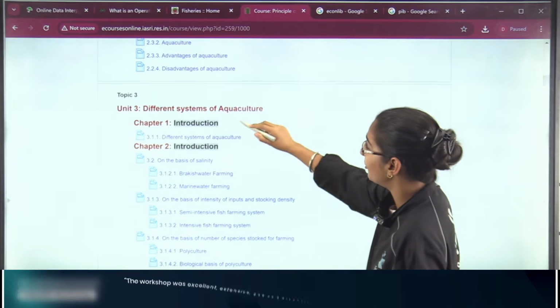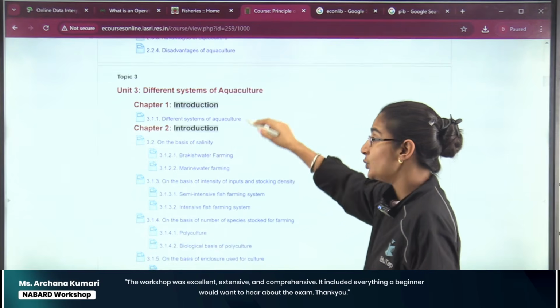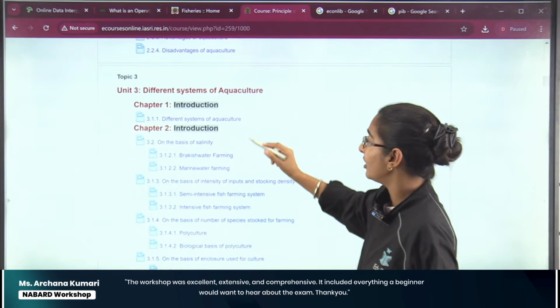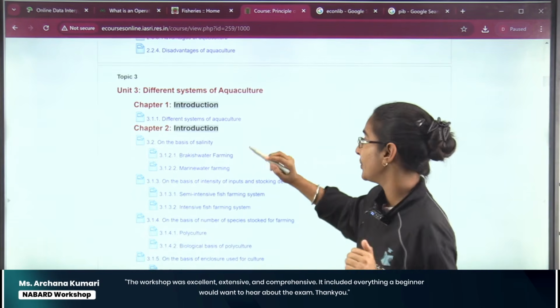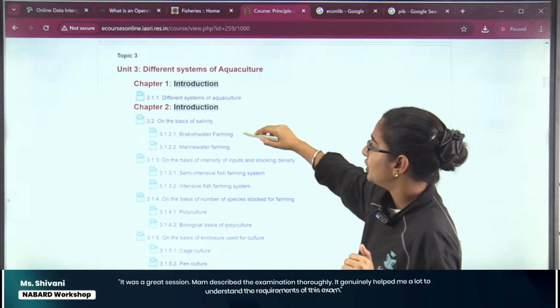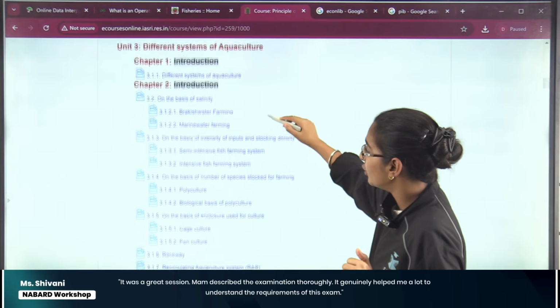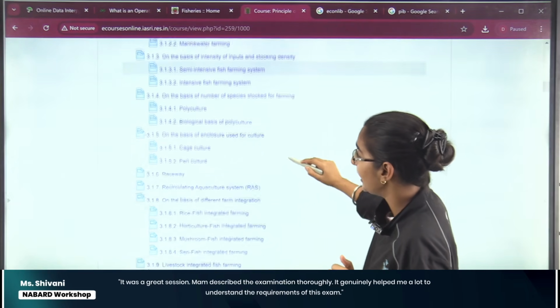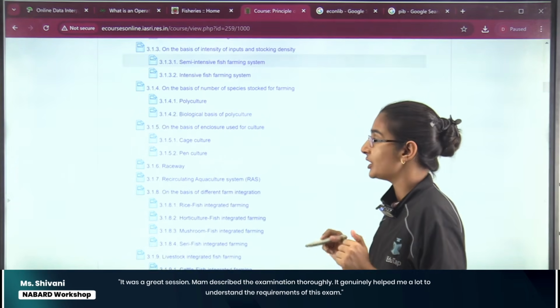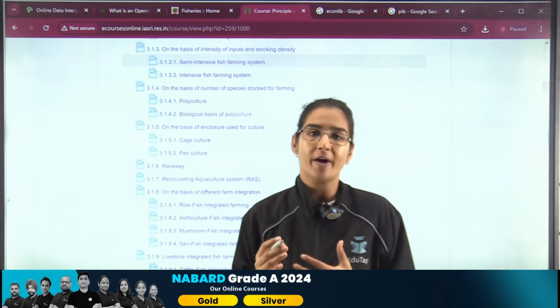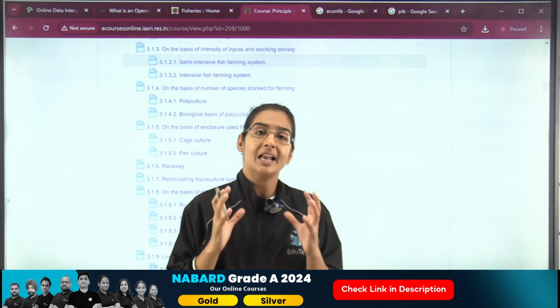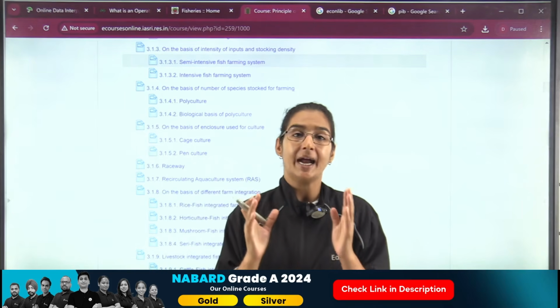Then there are different systems of aquaculture. This is very important from our perspective, right? From our exam's perspective, different systems of aquaculture on the basis of salinity, right? On the basis of intensity of inputs, right? On the basis of enclosure for the culture. So this is how you have to read it. Read it in line with the syllabus and PYQs.